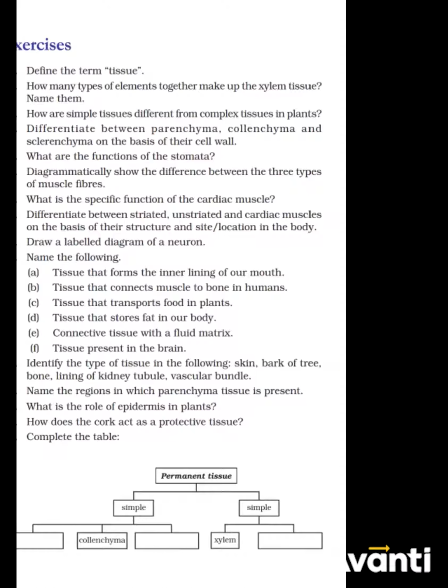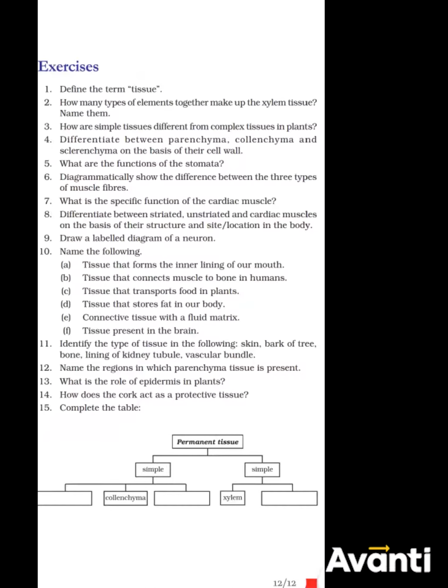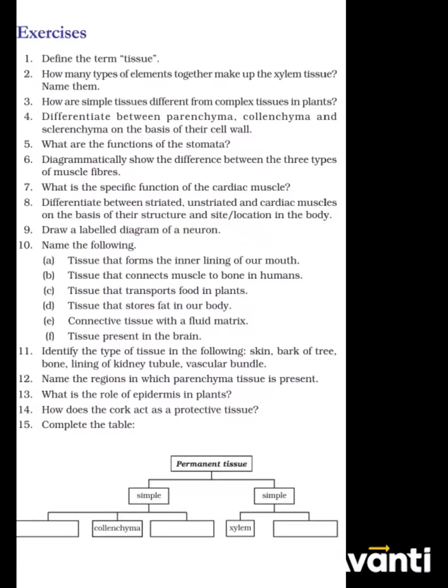Okay, except Tanisha and Dia, anyone else? Okay, yes, Sri Krishna. Yes, beta. Simple tissue consists of ground tissue and dermal tissue, whereas complex tissue consists of xylem and phloem. Okay, I think that's almost right.